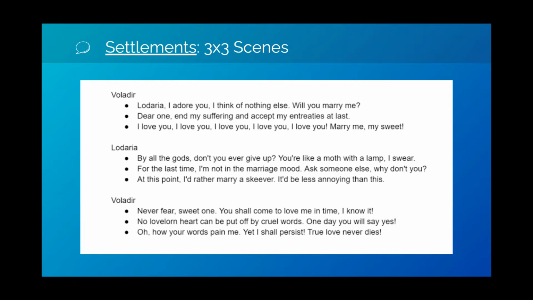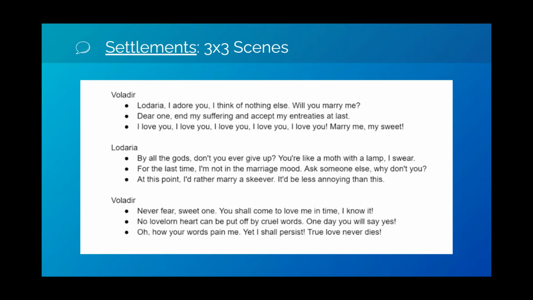So Voladir's first thing is, I love you, marry me. Lodaria's is, oh my god, stop. Voladir's like, never, I shall never stop. And those are your 3 emotions, your 3 beats of the scene. But you can say it 3 different ways.